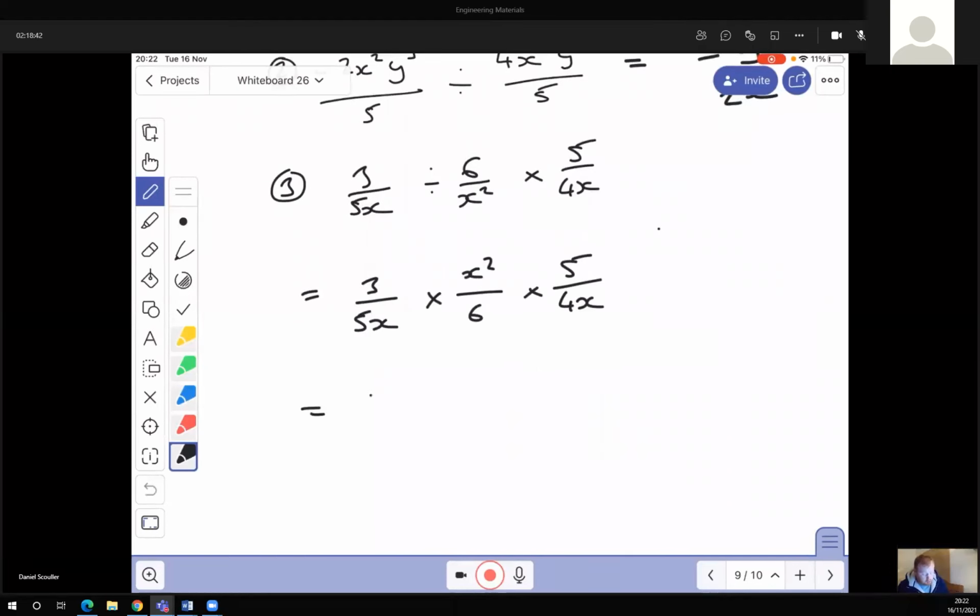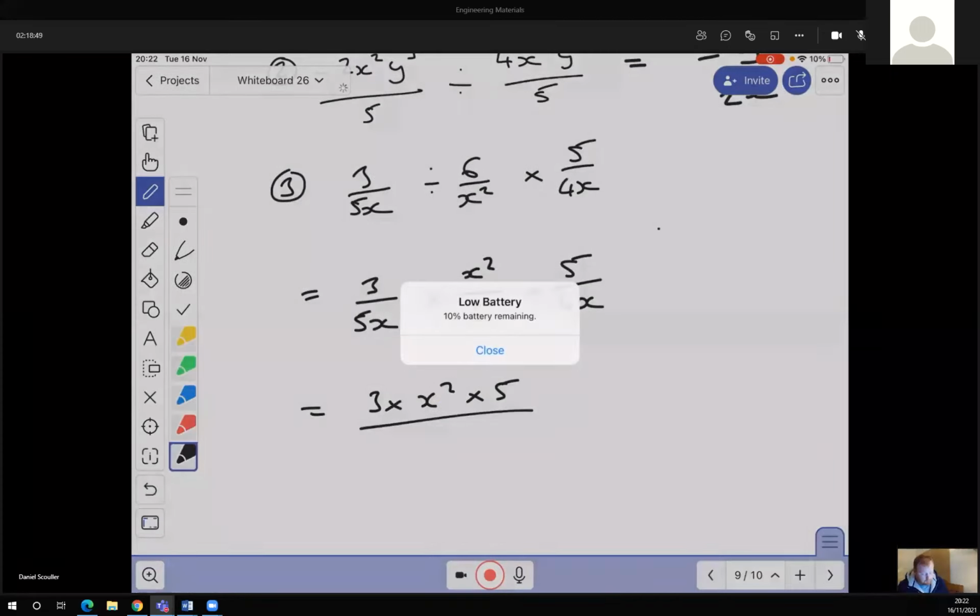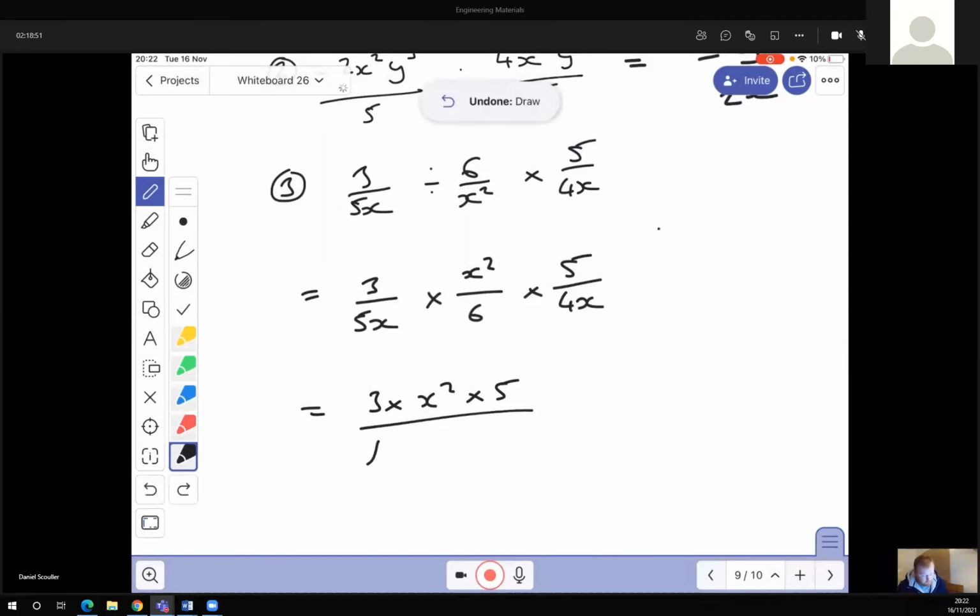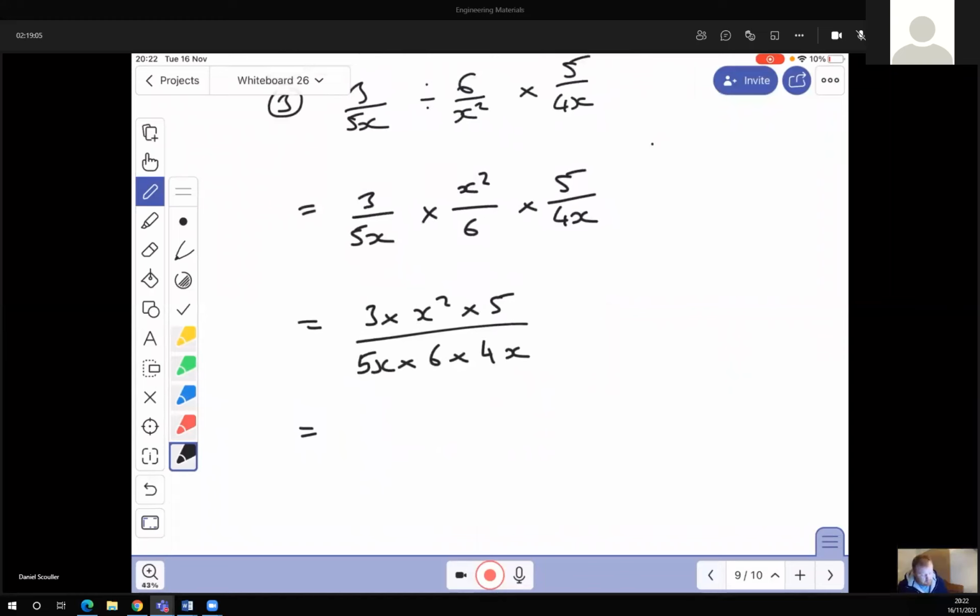Then it just becomes a case of 3 multiplied by x squared multiplied by 5, all over 5x multiplied by 6 multiplied by 4x. So we're just going through that. It's 15x squared. So doesn't BODMAS apply to that now?